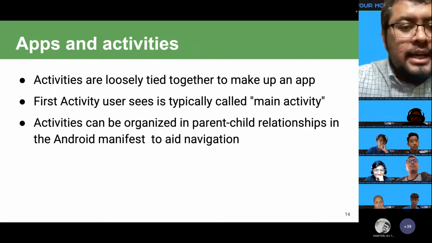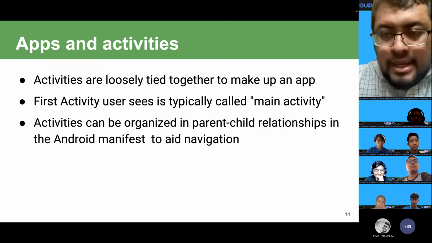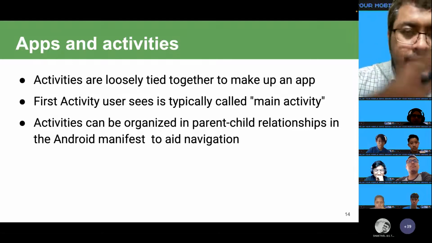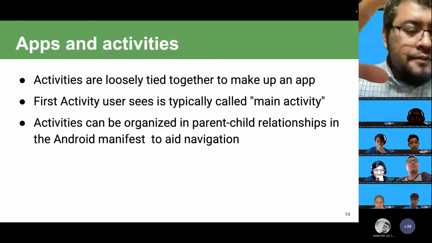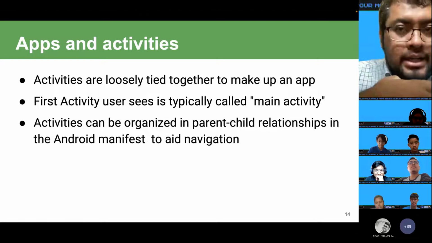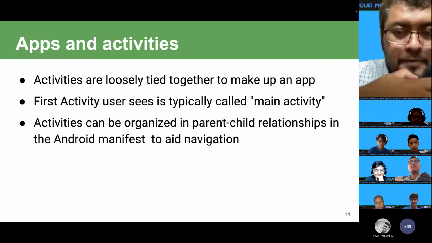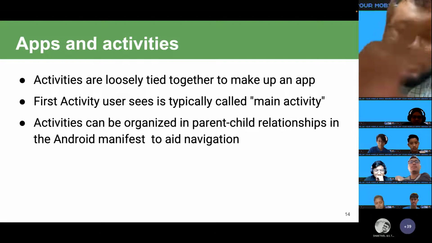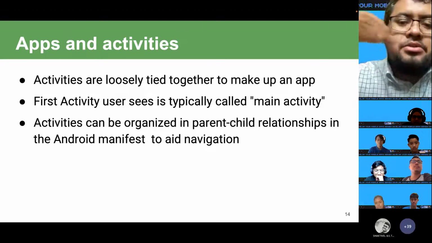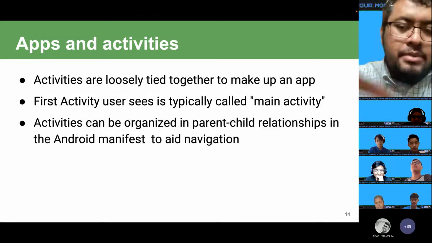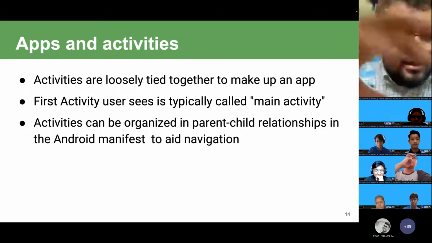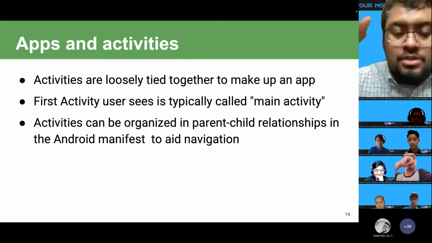So basically, activities are loosely tied together to make up an app. And we have a concept called the main activity. Whenever you launch your application from the home screen or from your notifications, the first thing that you see in your application is the main activity. From the main activity you can navigate to other sub-activities, the so-called parent and child. The parent is the main activity, and it navigates to its child, for different interactions and so on.